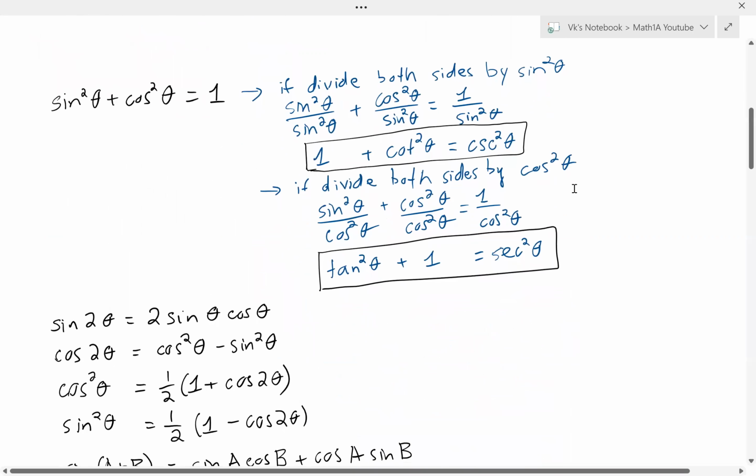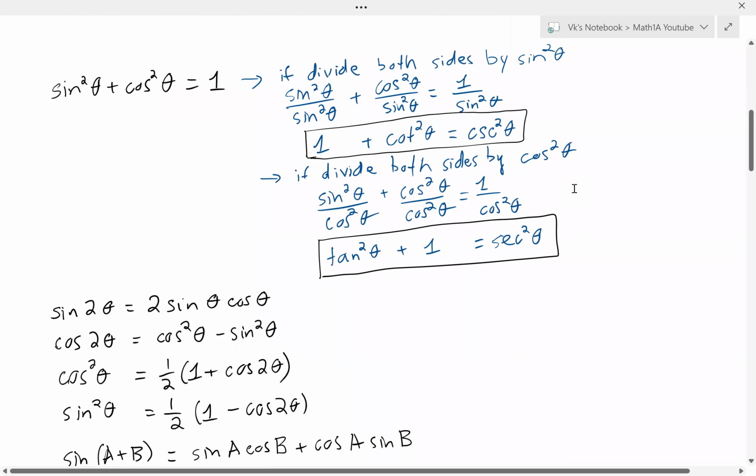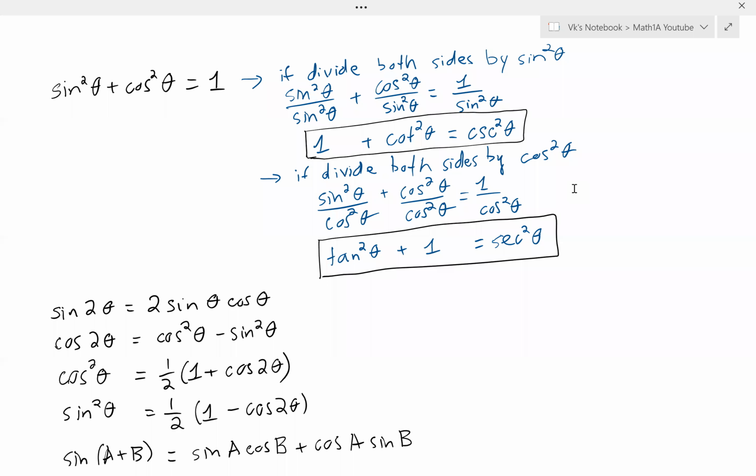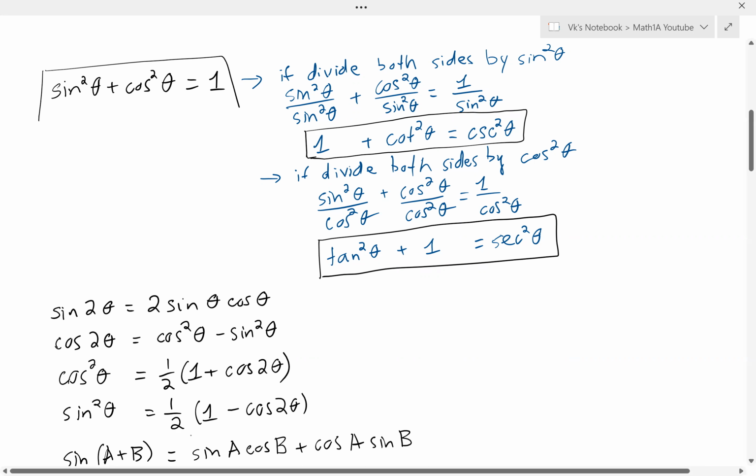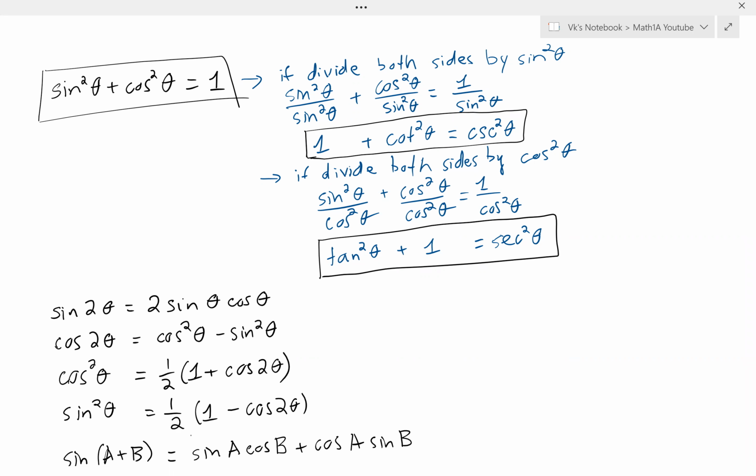A few more. One of the most important identities is the Pythagorean identity. The Pythagorean identity: sine square plus cosine square equals 1. From this identity, if we divide both sides by sine square theta, then we have 1 plus cotangent square equal to cosecant square. And if we divide both sides by cosine square theta instead, then we get tangent square plus 1 equal to secant square theta.